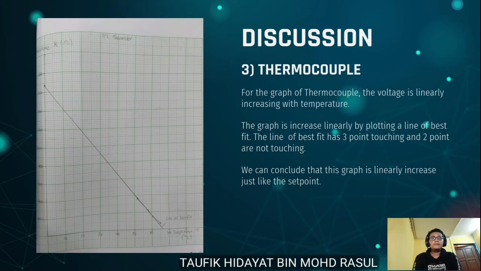The last graph is the thermocouple graph. For the graph of thermocouple, the voltage is linearly increasing with temperature. The graph is increased linearly by plotting a line of best fit. The line of best fit has 3 points touching and 2 points not touching. We can conclude that this graph is linearly increased just like the set point.